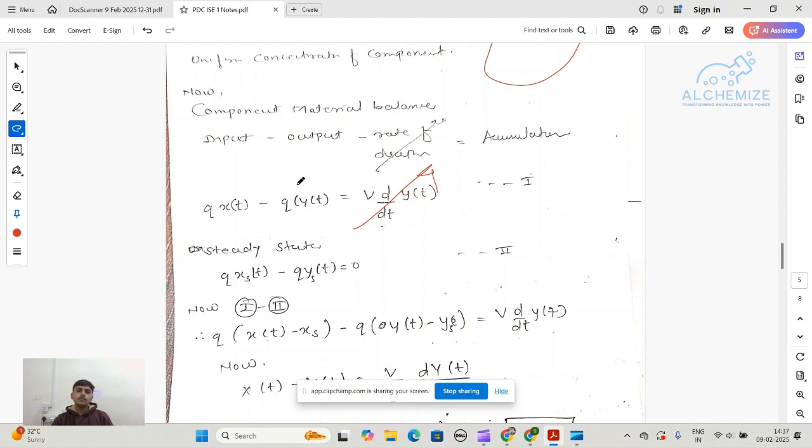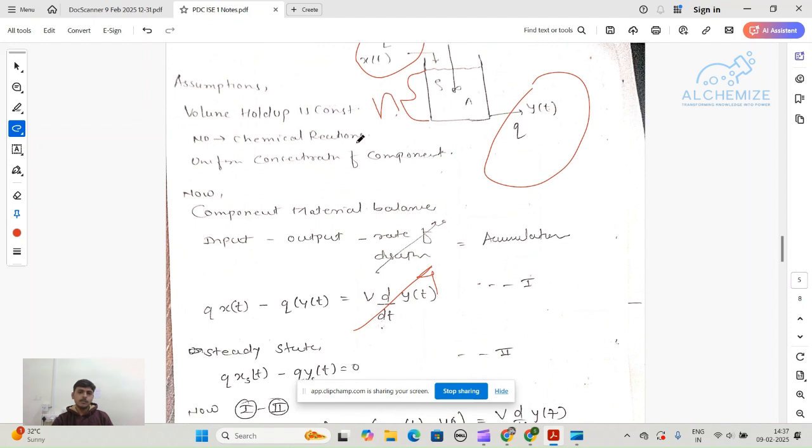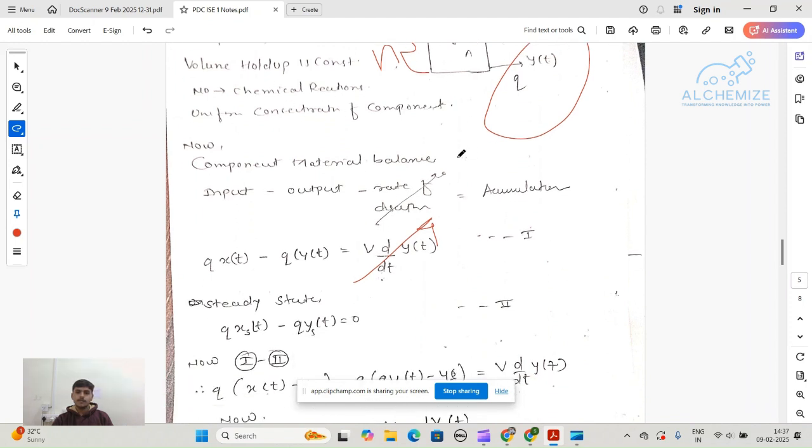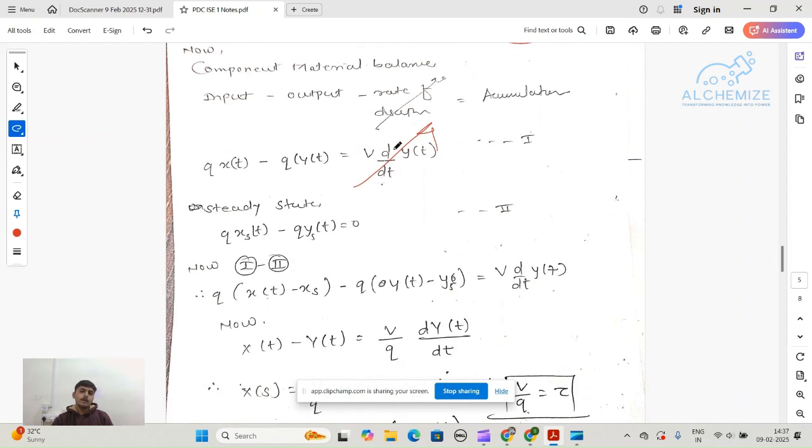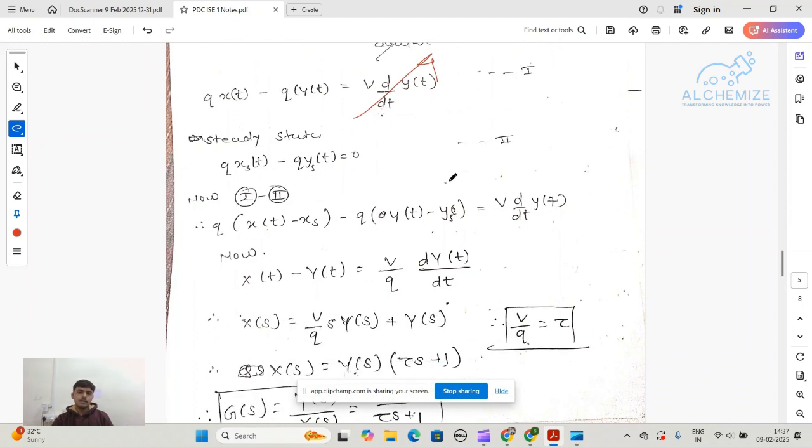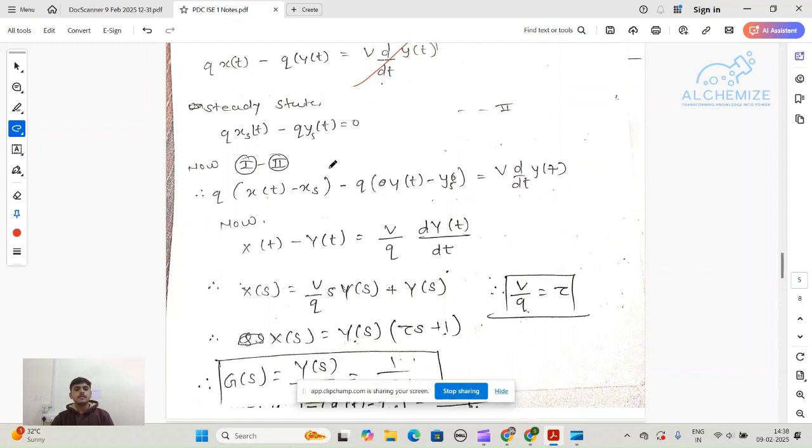And also we know the component balance: input minus output minus the rate of disappearance is equal to accumulation. But here there is no chemical reaction, that's why the rate of disappearance is 0. And it's in an unsteady state condition, this is the equation. At a steady state condition, the accumulation is also 0, so that's why 0 is present here. So this is the equation.